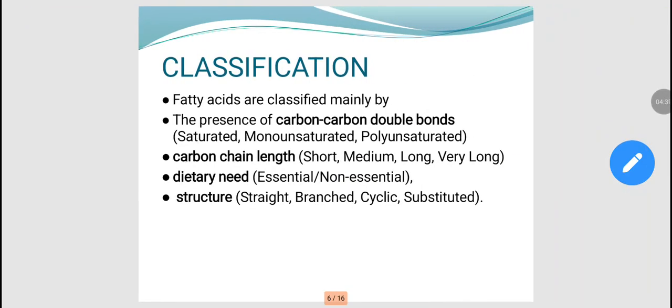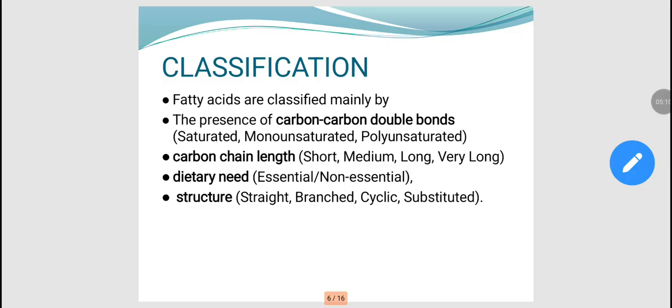Classification of fatty acids. It can be mainly classified on the basis of carbon-carbon double bond, carbon chain length, dietary needs, and structure. First, carbon-carbon double bond: the fatty acids are divided into three types: saturated, monounsaturated, and polyunsaturated.